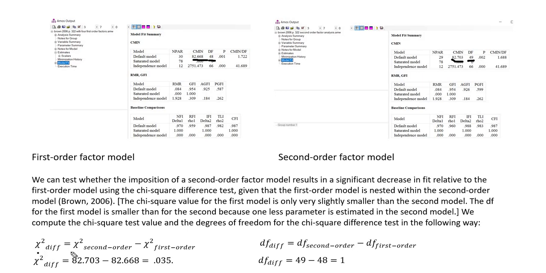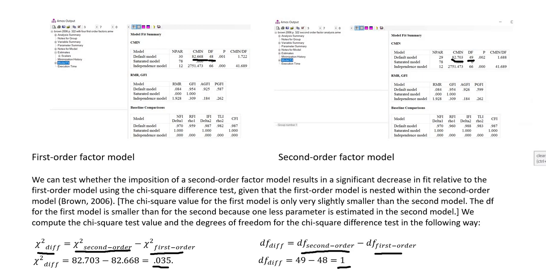So the chi-square difference value is computed by taking the chi-square value from the second order model and subtracting the chi-square value from the first order model, and that difference is 0.035. The degrees of freedom for our test is computed by taking the degrees of freedom from the second order model and subtracting the degrees of freedom from the first order model, and in this case then we have 1 degree of freedom.